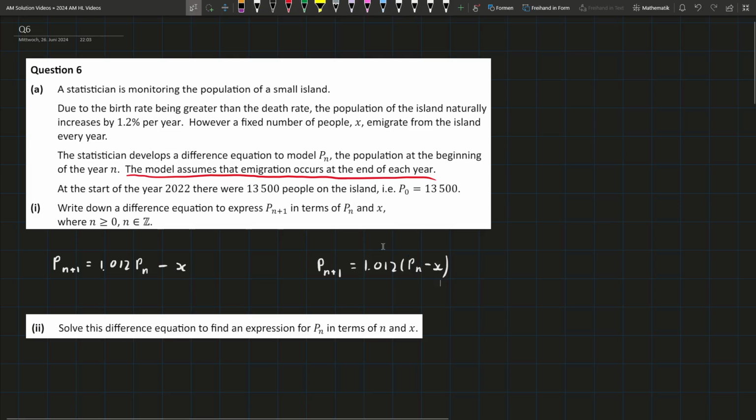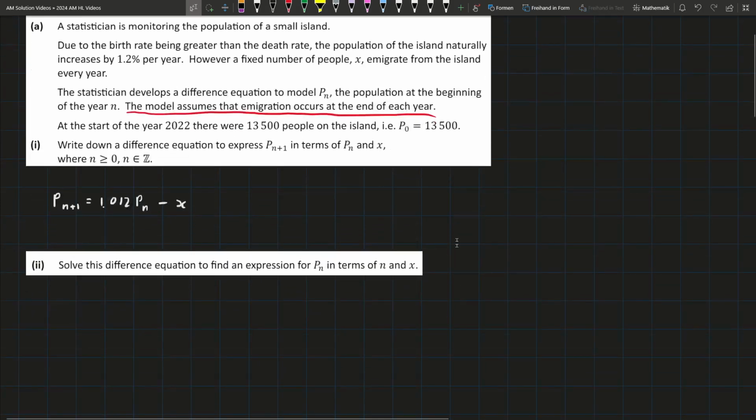So this means the 1.2% increase is on the population after the people have emigrated. So we have the population, the people emigrate, and after the people emigrate, then it increases by 1.012. But because they emigrate at the end of the year, what actually happens is the population increases and then the people emigrate. So that's the important difference there. And I'm glad that they mentioned that this year because it was quite ambiguous last year.